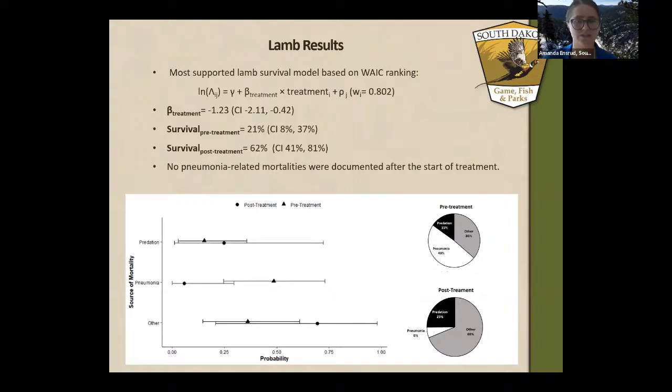Okay, so here's the juicy stuff. The most supported lamb survival model included the baseline log unit cumulative hazard rate, beta treatment, and the day effect with a model weight of 0.802.